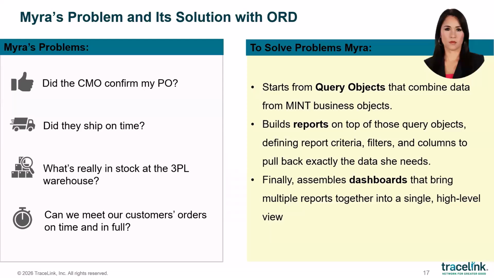We've talked about Myra's world, unconfirmed POs, limited visibility into what CMOs and 3PLs are doing, and the key questions she needs to answer about supplier performance, inventory risk, and on-time delivery. We've also introduced ORD as the no-code analytics layer on top of our TraceLink solutions, giving real-time visibility into the business objects that matter like purchase orders and ASNs through query objects, reports, and dashboards. From this point on, we're going to follow Myra through a practical journey in ORD. You'll see how she starts from query objects that combine data from Mint, such as ASNs and purchase orders, into a reusable structure she needs.